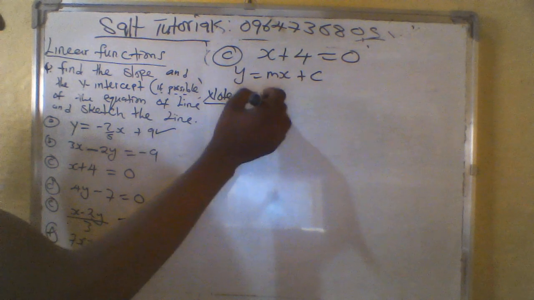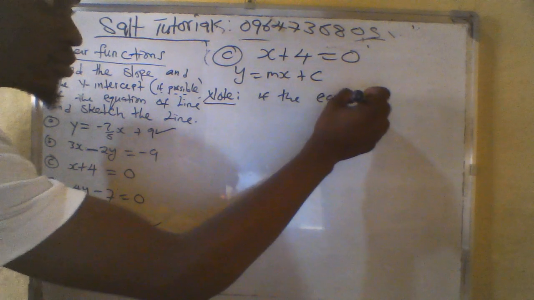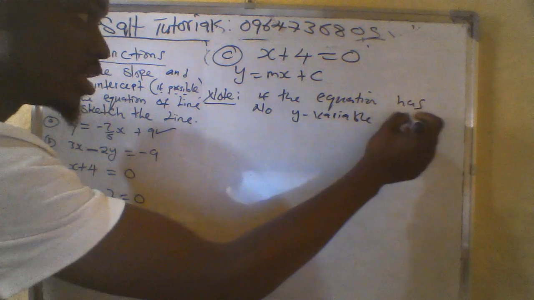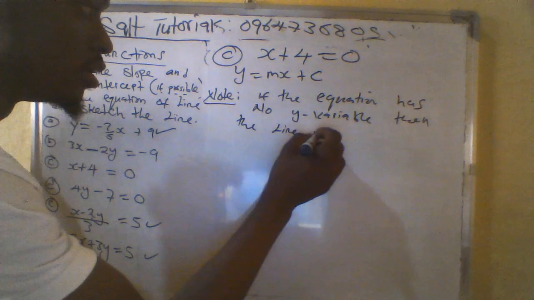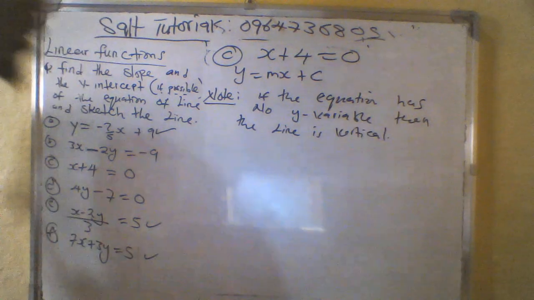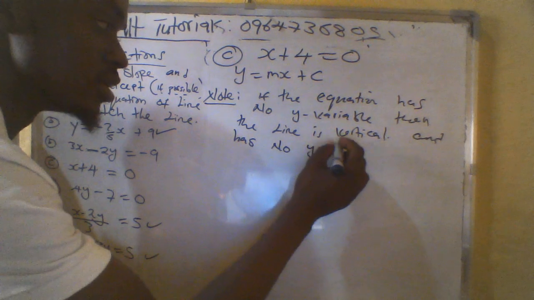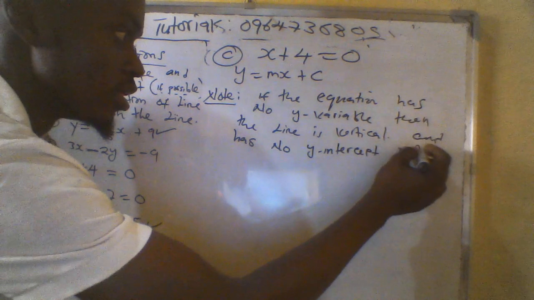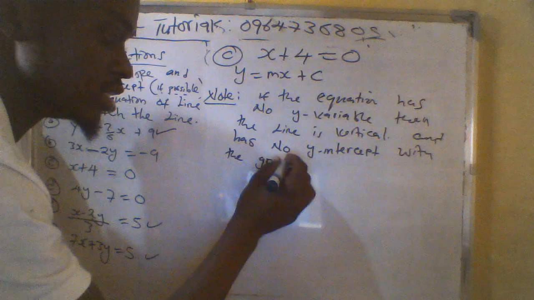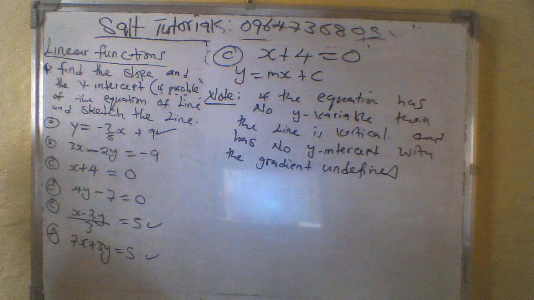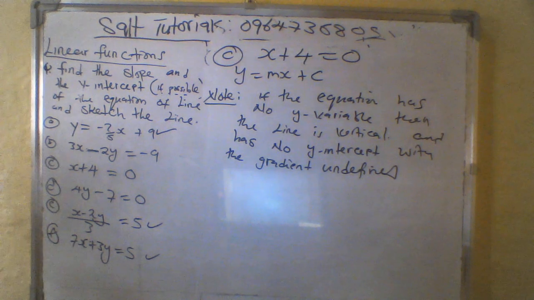Note, if the equation has no y variable, then the line is vertical and has no y-intercept, with the gradient undefined. So remember we said that if a line is vertical, by default the gradient is undefined. So if the equation has no y variable in it, then the line is vertical and has no y-intercept with the gradient which is undefined.